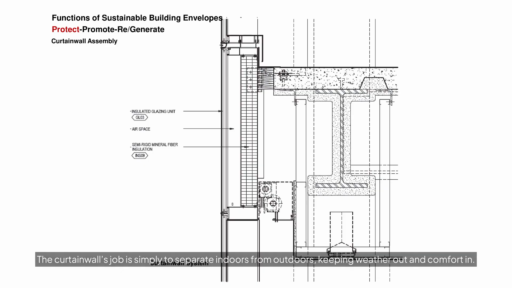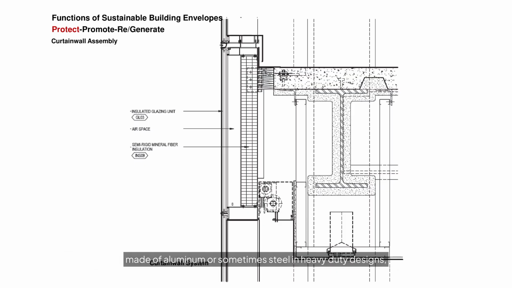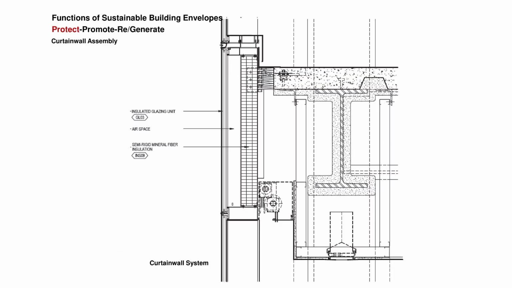The curtain wall's job is simply to separate indoors from outdoors, keeping weather out and comfort in. The key components of a curtain wall system are vertical and horizontal framing members made of aluminum, or sometimes steel in heavy-duty designs, and infill panels, which are often glass vision panels or opaque spandrel panels.